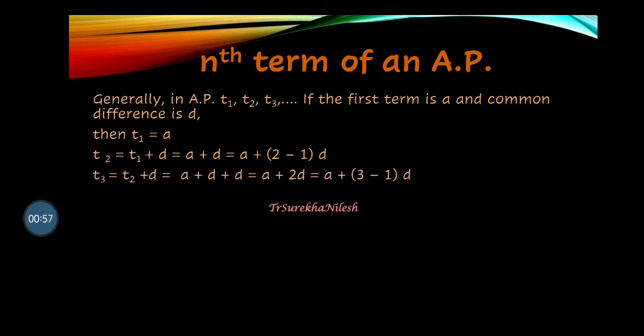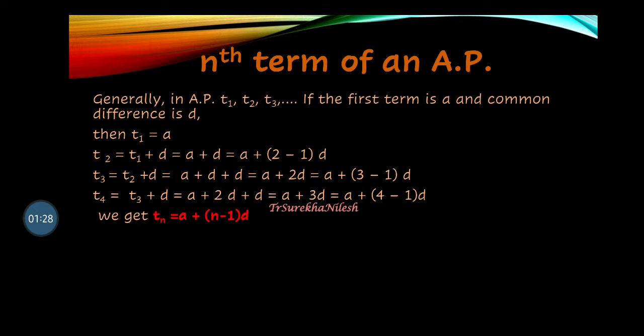Third term equals second term plus the difference, that is A plus D plus D, which means A plus 2D, equal to A plus 3 minus 1 times D. Fourth term equals third term plus the difference, that is A plus 2D plus D, which gives us A plus 3D, equal to A plus 4 minus 1 times D.